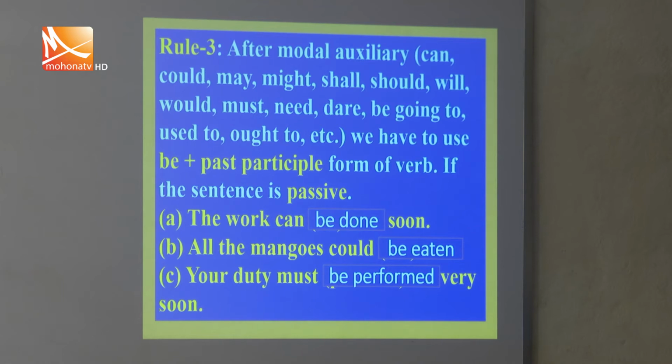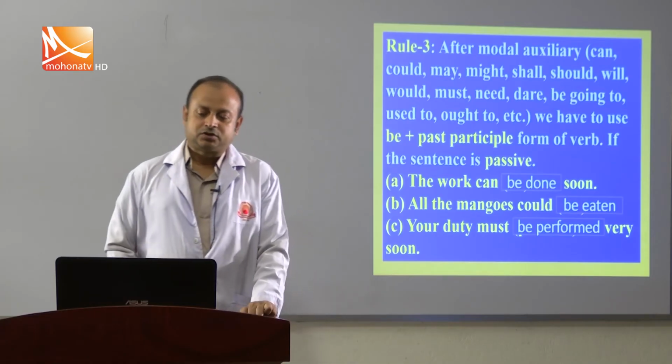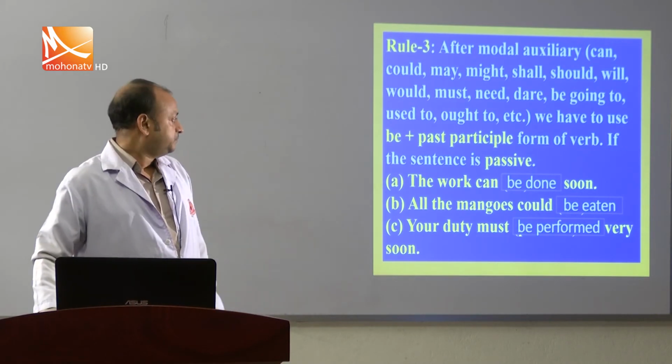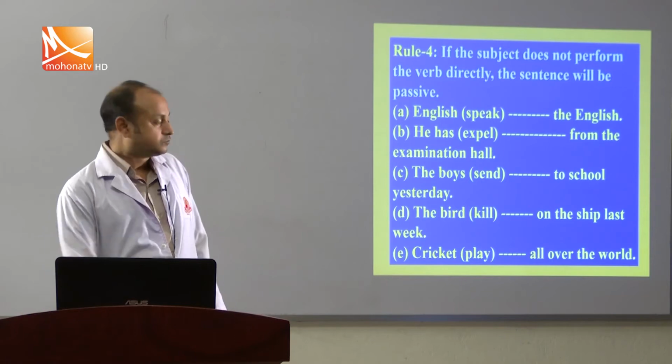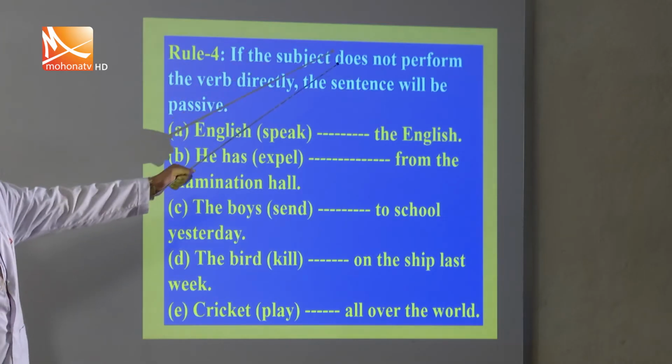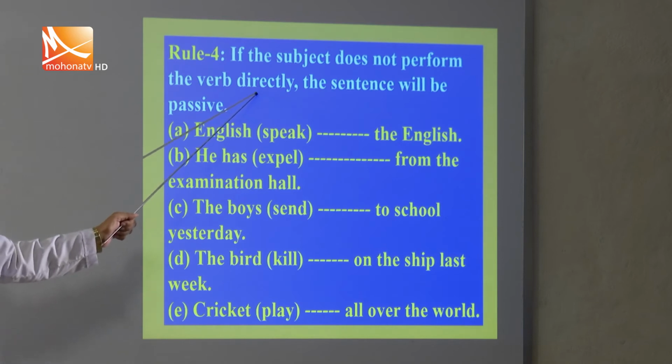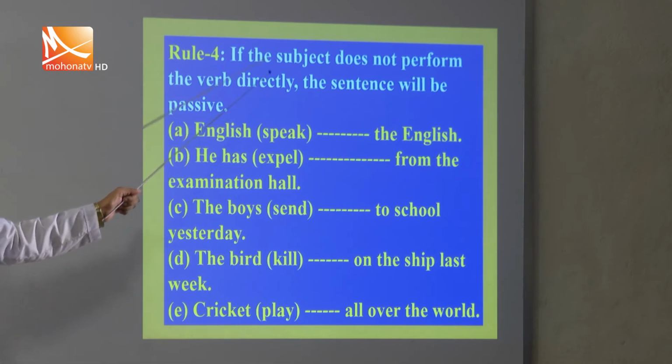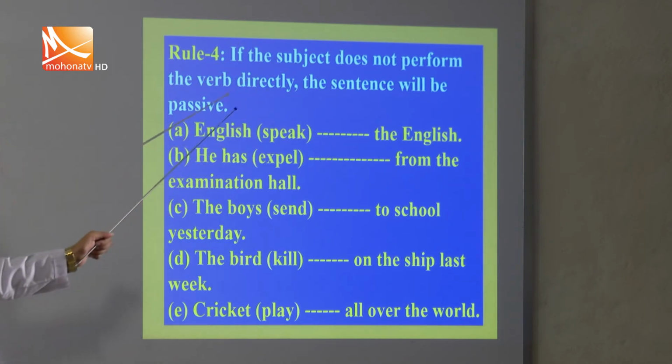So, in a passive sentence, if we find a modal auxiliary before the main verb, we have to use an extra be and the past participle form of the verb to make it passive correctly. This is rule number 3, right form of verbs. So, let us see another rule. Rule number 4: if the subject does not perform the verb directly, I told you some time ago, if the subject does not perform the verb directly, the sentence will be passive.